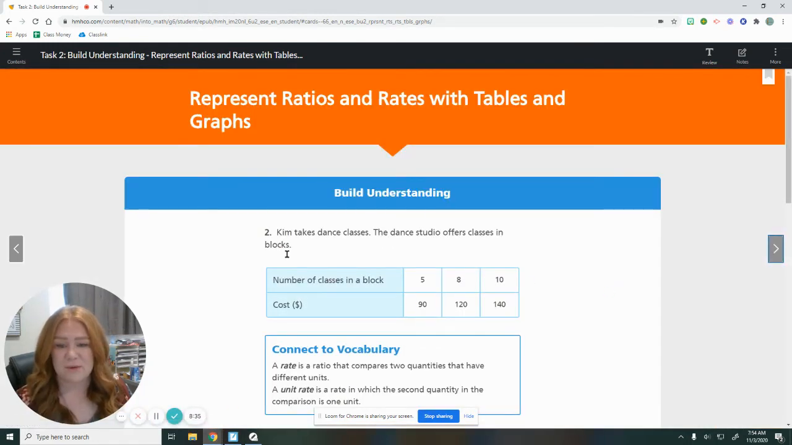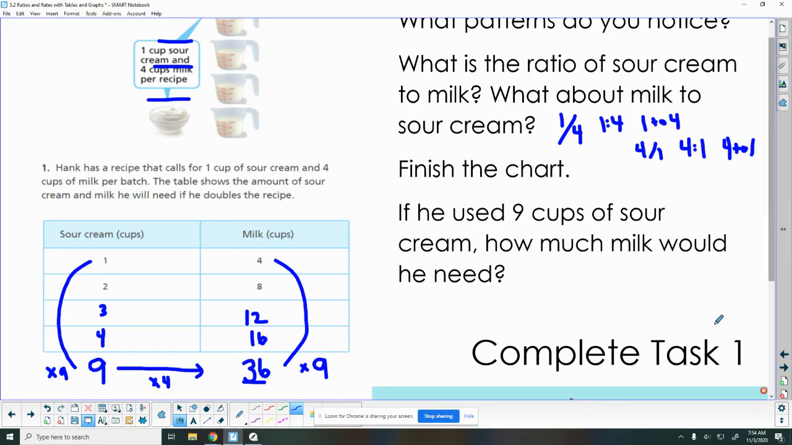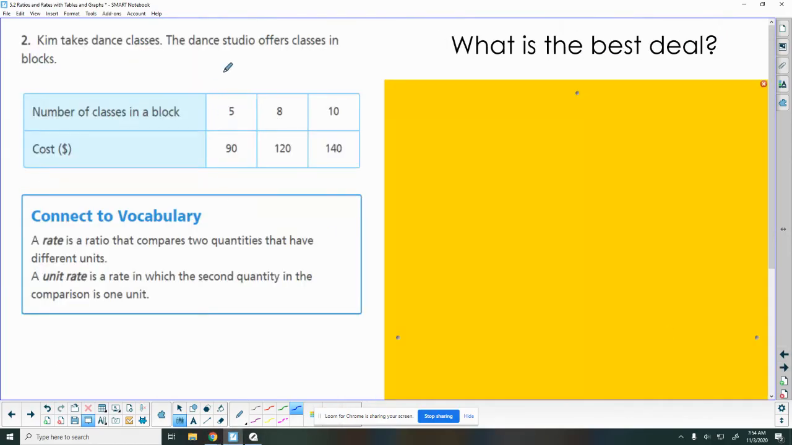So task 2 is talking about Kim, and she is taking a dance class. The dance studio offers classes in blocks. So you can either sign up to take 5 classes, and that will cost you $90. You can take 8 classes, and that will cost you $120. You can take 10 classes, and that will cost you $140. So you decide how many classes you want to take and how much you want to pay.